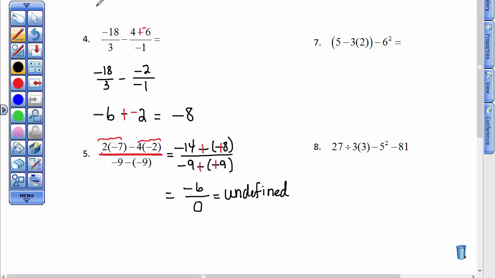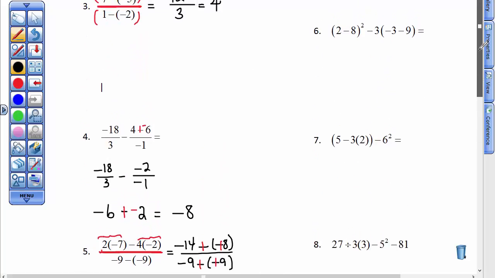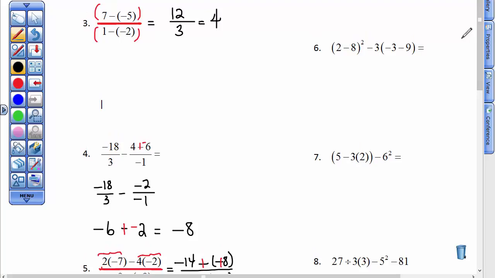Okay, the 3 problems on the right side are a good bit harder. So remember, do what's in parentheses first. So I'm going to do these one step at a time. So 2 minus 8 is a -6. That's still in parentheses because that's got to be squared. I'll bring down my -3. And a -3 subtract 9 gives me a -12.